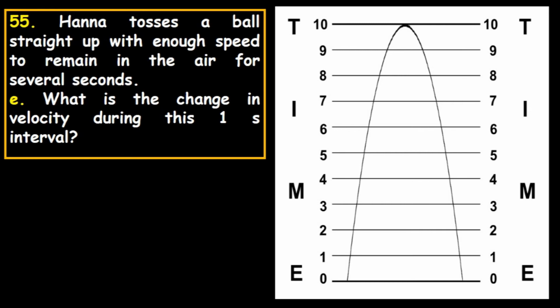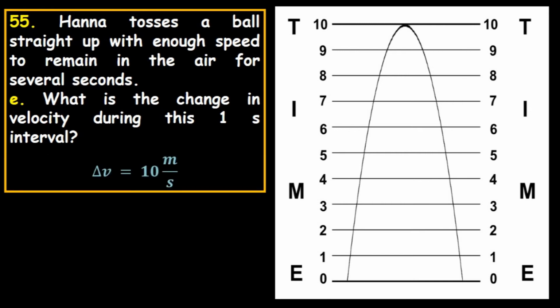What is the change in velocity during this 1 second interval? Well, it's going to be 10 meters per second. It starts at 0, and then it's going to be going 10 meters per second. So its acceleration will be 10 meters per second squared.